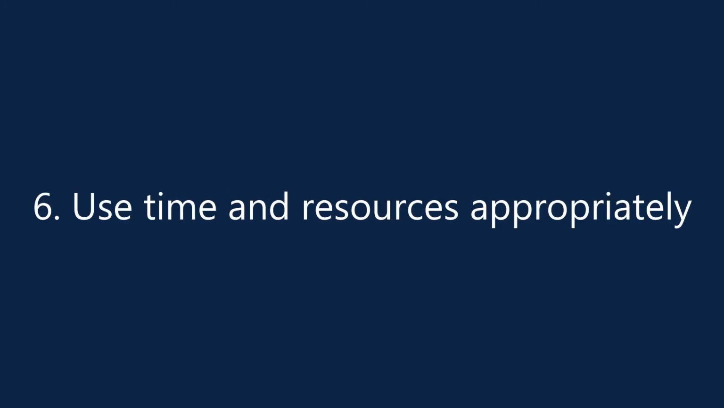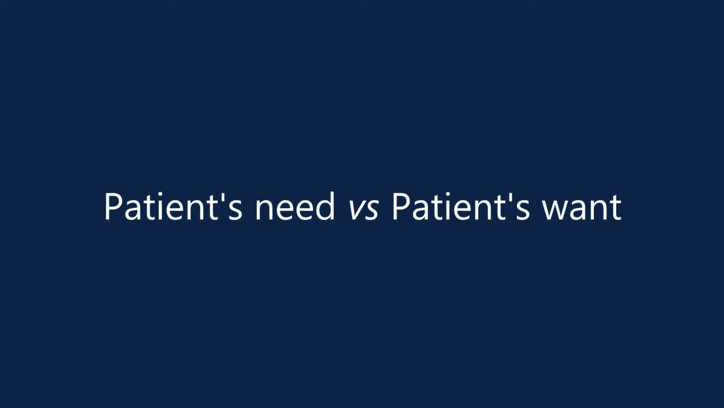Number 6 is to use time and resources appropriately. In the healthcare system, we have finite time and resources. It's important to distinguish between a patient's needs and a patient's wants. Sometimes patients may request investigations that might not be appropriate, and it's important to explain why you don't think an investigation is needed and offer an alternative reasonable option to the patient.